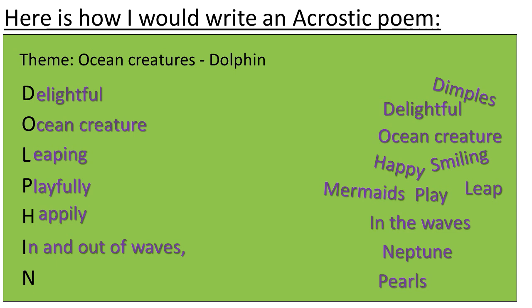And then the N, oh yeah, here we've got Neptune. Neptune, and I'm sure dolphins must be a favorite of Neptune. Neptune's favorite child. Okay, let's see if this poem makes sense. Let's read it together. Delightful ocean creature, leaping playfully, happily, in and out of waves. Neptune's favorite child.